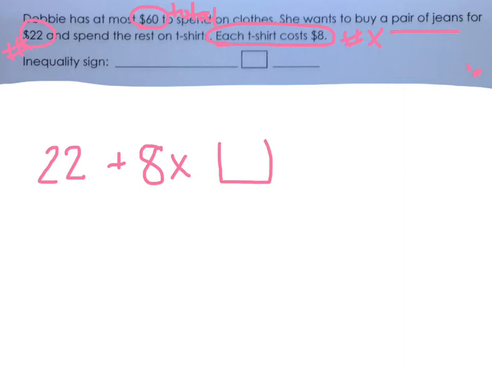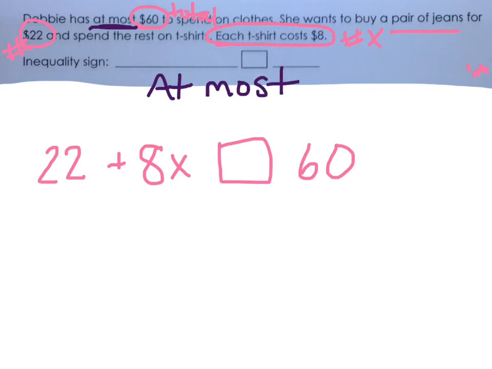Okay, now I don't know what sign goes here, but I do know my total on the other side. My total is $60. Okay, that's the amount that she wants to spend. But not exactly the amount she wants to spend because it says Debbie has at most $60. Okay, so the sign that I'm trying to figure out is at most $60. Okay, so I have $60 over here. And I need to think of numbers that it could be if it's at most $60.